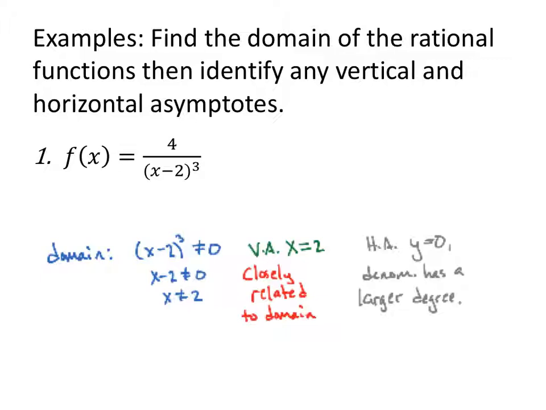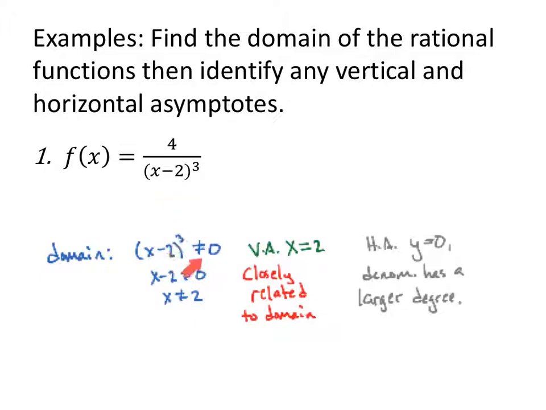So let's find the domain of the rational functions and identify any vertical or horizontal asymptotes. The domain only cares about the denominator. This particular rational function is completely simplified. The numerator and denominator have no common factors. So for the domain, x minus 2 all cubed cannot be 0.